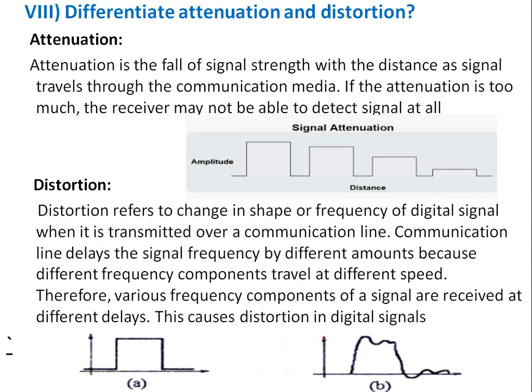Distortion. Distortion refers to change in shape or frequency of digital signal when it is transmitted over a communication line. Communication line delays the signal frequency by a different amount because different frequency components travel at different speed. Therefore, various frequency components of a signal are received at different delays. This causes distortion in digital signals.